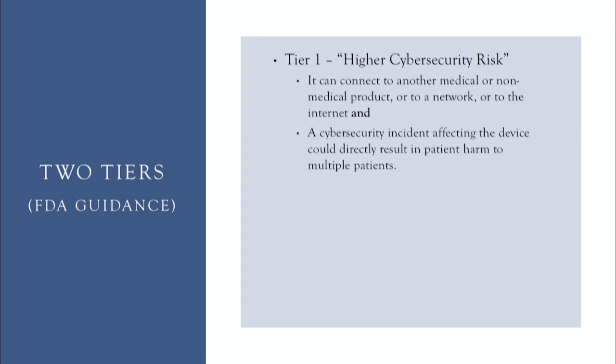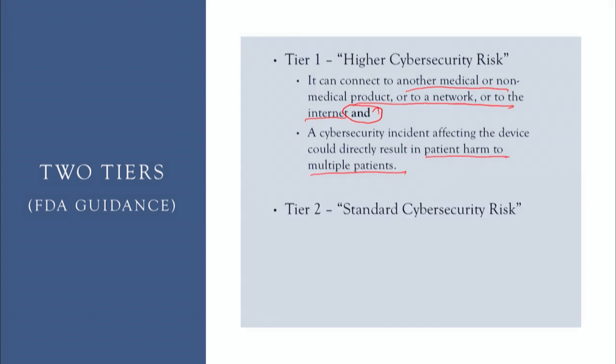So the FDA divides devices into two tiers. It's another form of risk classification like the ones we've seen before. Tier 1 is higher cybersecurity risk. That means that you have a device or piece of software that can connect to another medical or non-medical product or to a network or the internet, and a cybersecurity incident affecting the device could directly result in patient harm to multiple patients. So if those two things apply to you, your software is tier 1. Tier 2 is sort of standard cybersecurity risk.